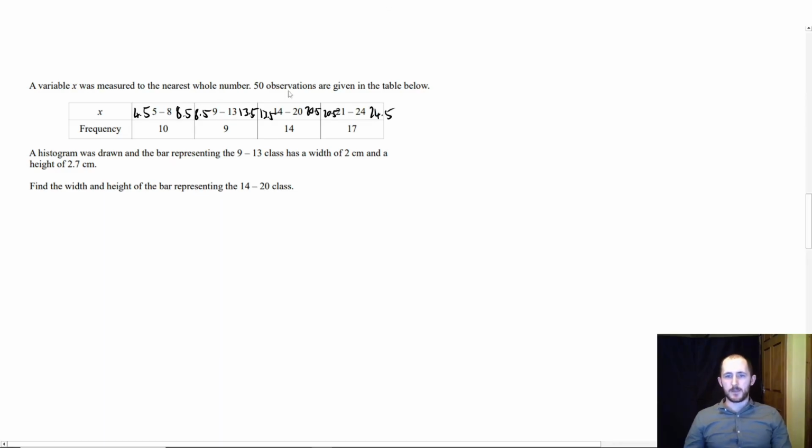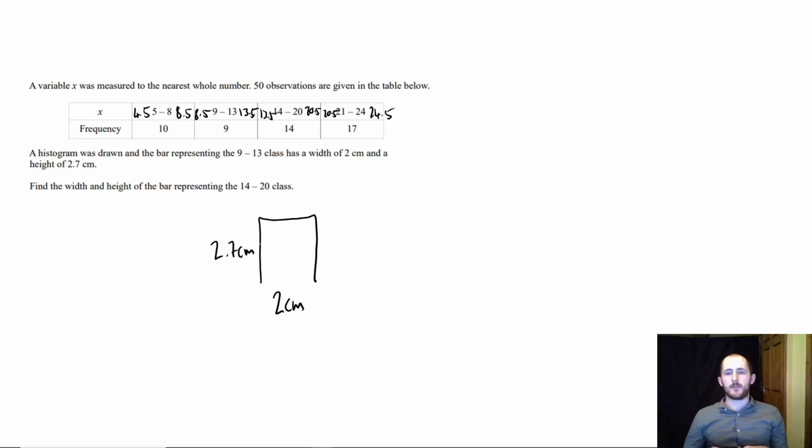Okay, something like that. A histogram was drawn and the bar representing the 9 to 13 class had a width of 2 centimeters and a height of 2.7. Find the width and height of the bar representing 14 to 20. Okay, cool. So we have this bar, right? And it's going to have a width of 2 centimeters and a height of 2.7.